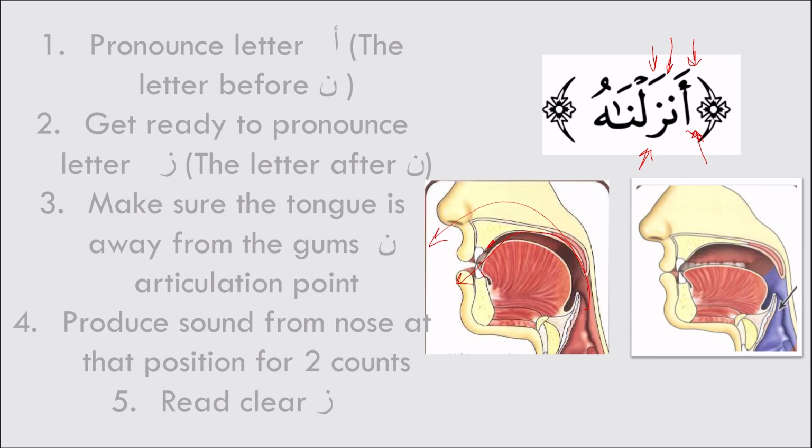So in this example, pronounce the letter Hamza, which is the letter before noon, then get ready to read the letter Zaa. Keep the tongue away from the gums, the noon articulation point. So in this case, on the Zaa, we will keep the tongue in the same position. Let the sound come from both mouth and nose together for 2 counts. Then go to a clear Zaa after this.